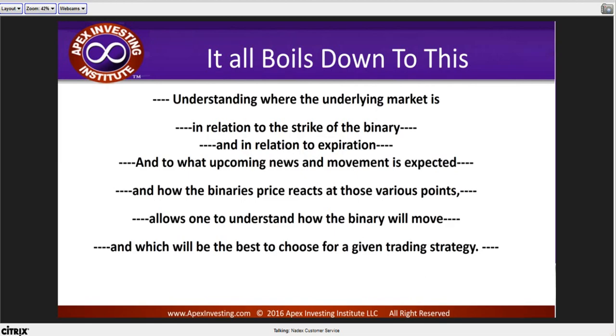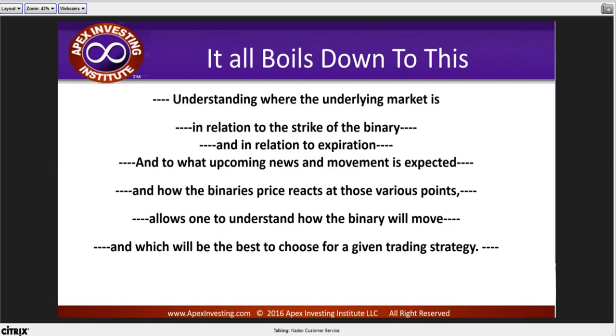But it all boils down to this. Where's the underlying market, such as the dollar yen or pound dollar, gold, oil, S&P, whatever? Where is it in relation to the strike of the binary? Like it'll see will be greater than 159, 159.20, 159.40, right?